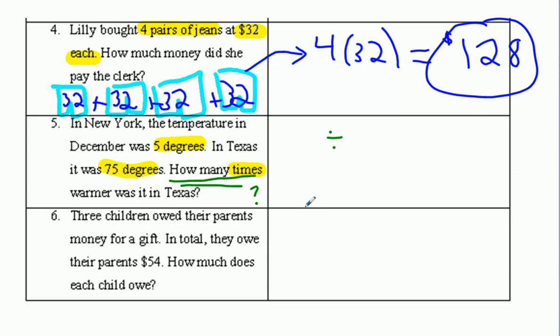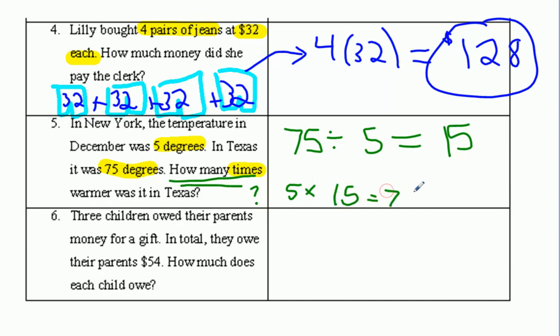divide. I'm obviously going to divide my bigger number, my total, by the smaller number to figure out how many times 5 would get me 75. And again, in my calculator, I got 15. So how many times warmer is it in Texas? Let's double check. From New York, which was 5, if I times it by 15, I should get 75, and I do. So it's 15 times warmer.